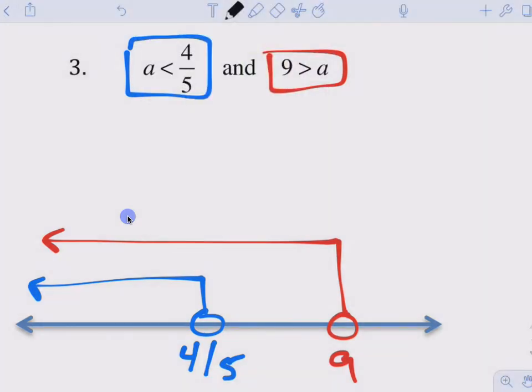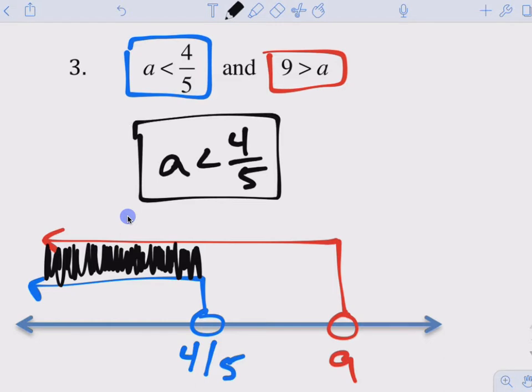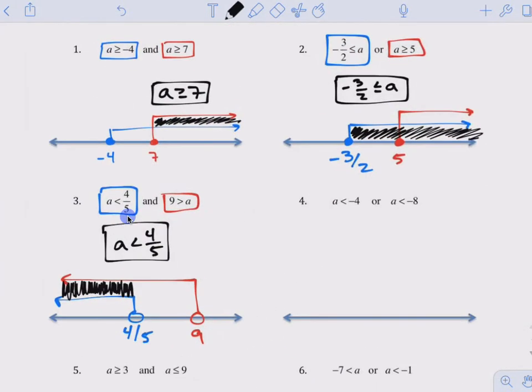So let's go ahead and shade it first. I always suggest using the graph to find your solution set first. And after graphing, that's when you should make your written statement. And I'd say all numbers less than 4/5, those are going to be the numbers in the solution set. Awesome. Very similar to this graph up here.